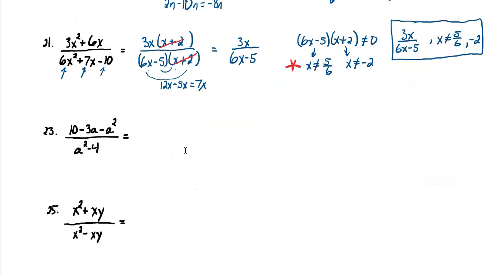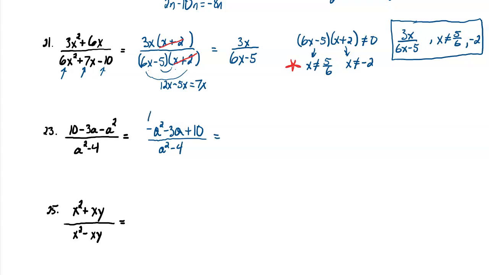Problem 23. I want to factor the numerator. I notice that it's a trinomial, but it's not written in the correct order. So I first want to write the -a squared, then the -3a, and then the +10. In the denominator, I'm going to leave it as a squared minus 4.